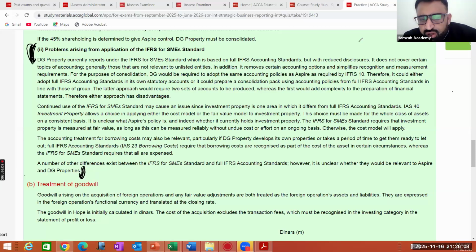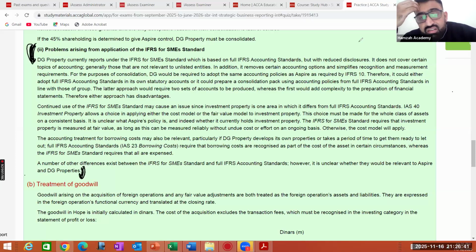The accounting treatment for borrowing costs may also be relevant, particularly if DJ Property develops its own property or takes a period of time to get them ready to let out. Full IFRS, IAS 23, requires that borrowing costs are recognized as part of the cost of the asset in case of a qualifying asset. But for SMEs, they allow it to be expensed out. A number of other differences exist between IFRS for SMEs standard and full IFRS accounting standard. However, it is unclear whether they would be relevant to Aspire company and DJ Property.